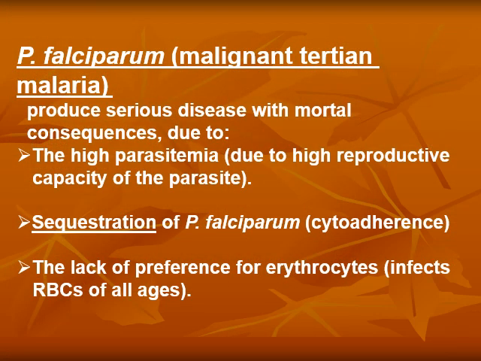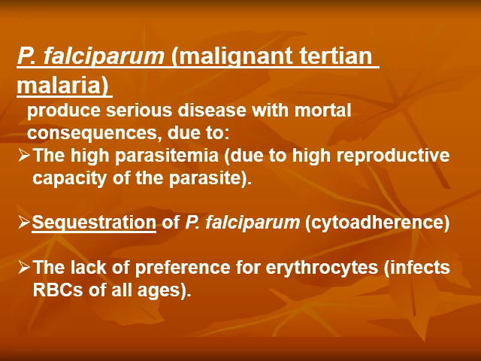We will start with Plasmodium falciparum. Malignant tertian malaria produces serious disease with mortal consequences. Why is the severity high in falciparum? Due to the high parasitemia, due to the reproductive capacity of the parasite. Here the schizont can reach about 36 merozoites. So the capacity of reproduction here is high.